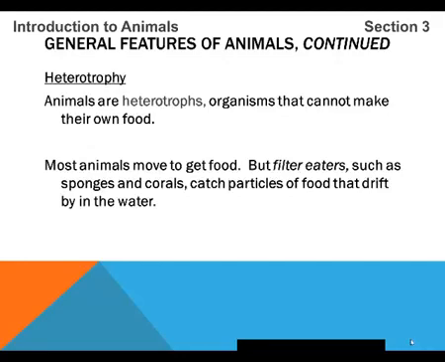Heterotrophy. Animals are heterotrophs. Those are organisms that cannot make their own food. So they're organisms that have to move to get their food. All animals must move in order to feed, except for animals like sponges and corals, which are considered filter feeders. So they just simply sit in the location where they are growing, and they filter the water column and catch any floating by particles of food.